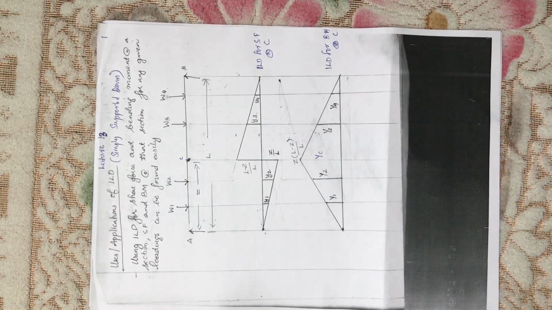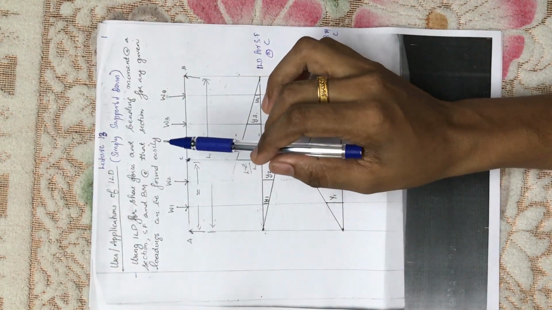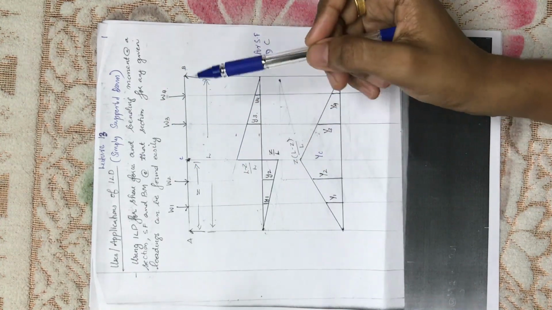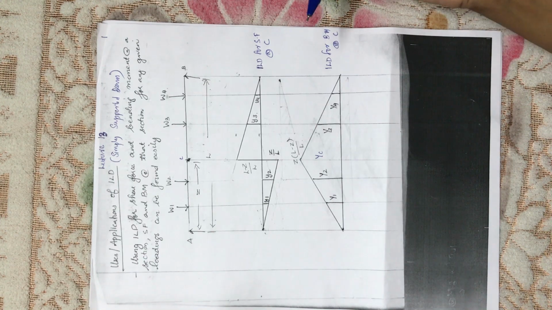Hello everyone. So welcome to our new video on uses or applications of influence line diagram. And this topic is for simply supported beam. That means using influence line diagram for shear force and bending moment, we can find out the shear force and bending moment at any section by using the influence line diagram of that section.